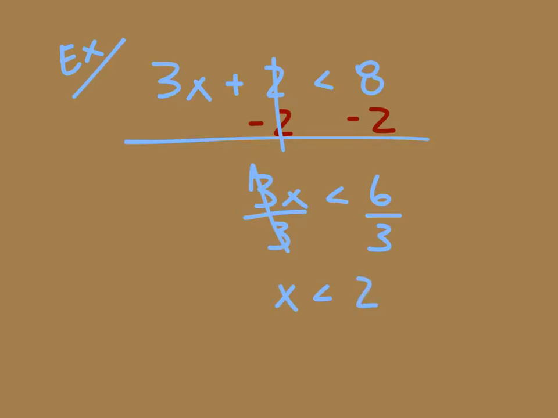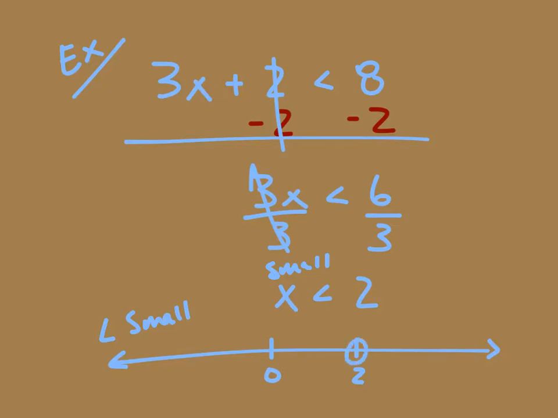So then if we graph this, we want to draw a number line, and we're going to plot 0, and we're going to plot 2. And we're going to label, since x is less than 2, x is small, and that means we're going to go to the left because that's where small goes. So we have an open circle because we're strictly just less than, and we shade to the left.